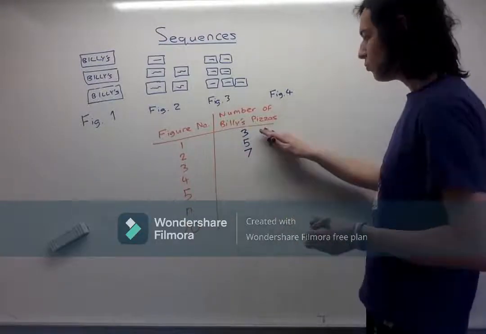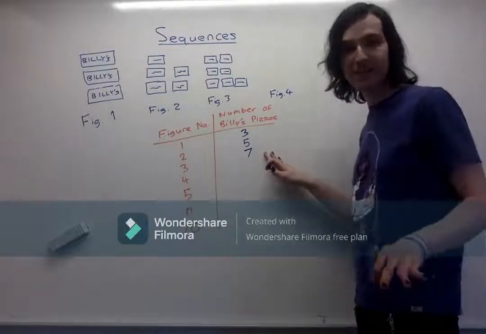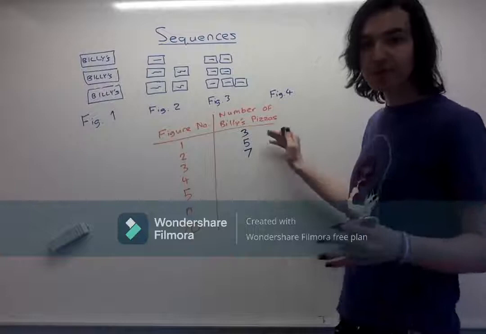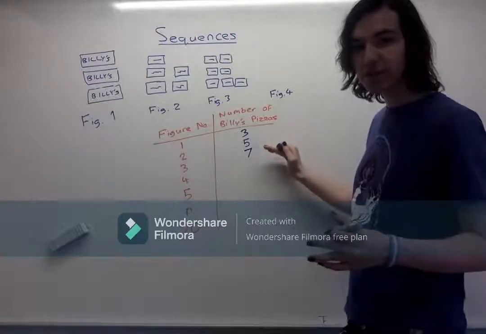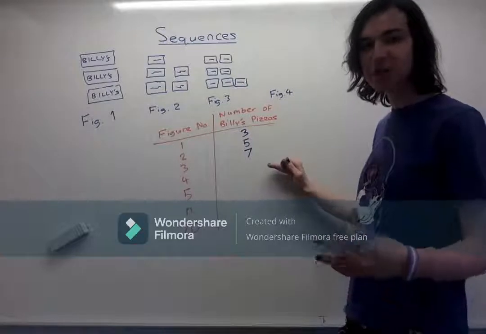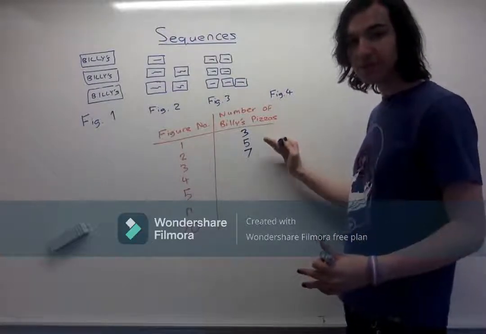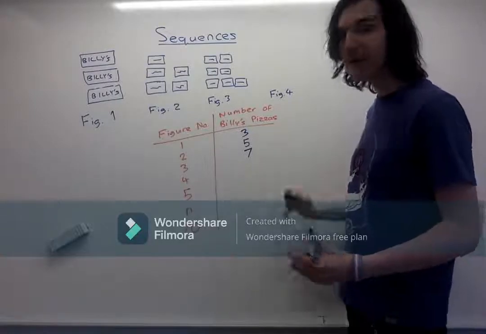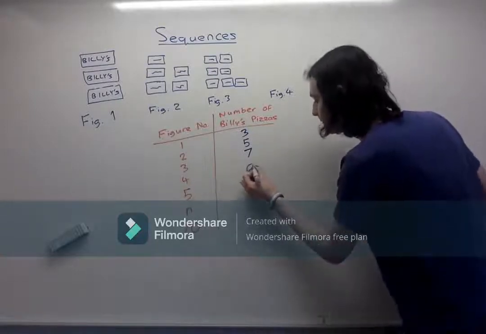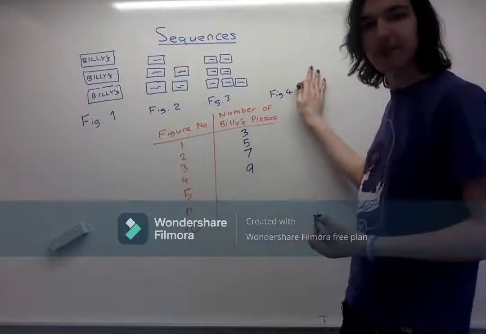Now, figure 4, we might be spotting a pattern here. One thing to spot in these patterns is, is there a common difference? Is there something you are doing each and every step to get from one figure to the next? In this case, we're adding 2. So we've gone from 3, add 2 to get to 5, add 2 to that to get to 7. Add 2 to that, you'll get to 9. Boom. There we go.